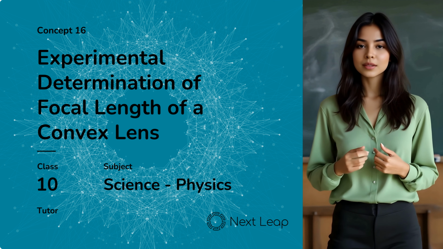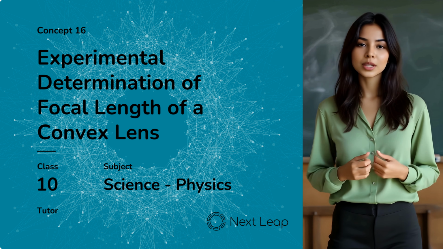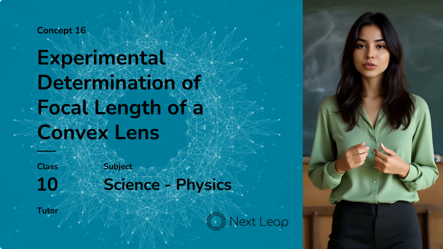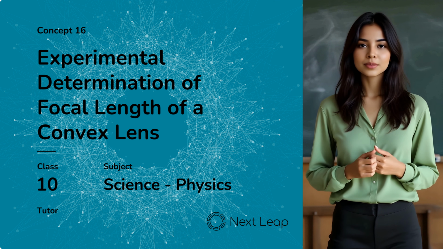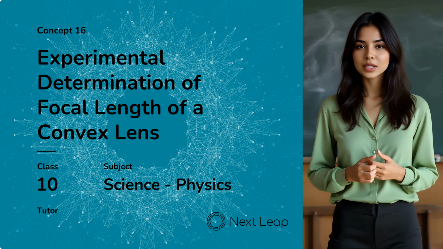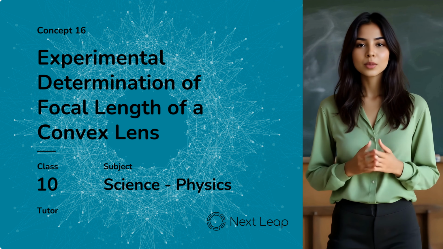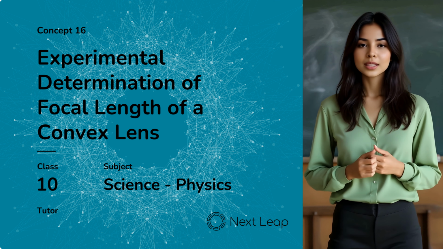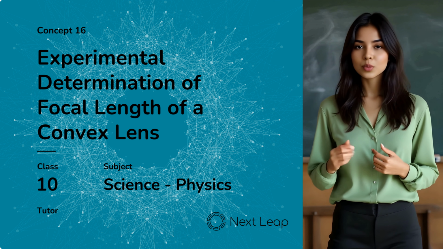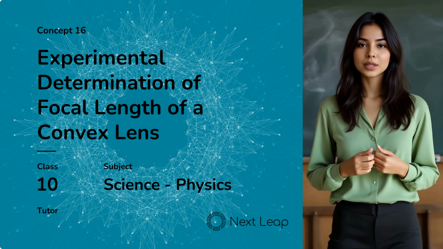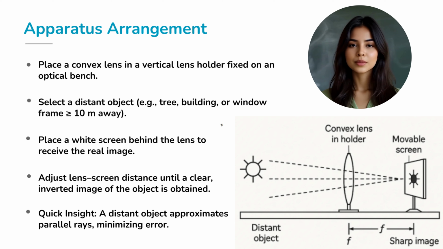By definition, the focal length is the distance between the optical center of the lens and the point where parallel rays of light converge, the principal focus. In our experiment, we'll determine this focal length by actually forming a sharp image of a faraway object. And as you will see, the lens formula will help us make sense of our measurements mathematically. Alright, let's now look at how we actually set up the apparatus.